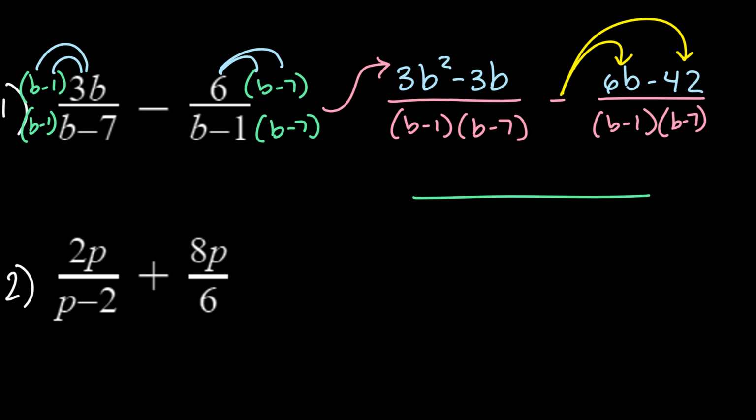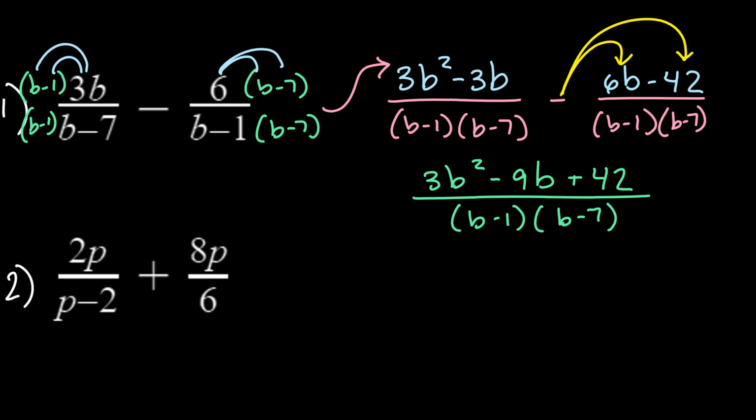So 3b squared, is there anything to combine it with in the second rational? Are there any like terms in the second rational for 3b squared? Is there a square in the second rational? No, right? So it just remains 3b squared. Then we have negative 3b. Is there something to combine it with in the second rational? The 6b, right? But remember, it's negative 3b minus 6b. Negative 9b. Then there is no constant in the first rational, so it's just minus negative 42, plus 42. Okay? Then it's over b minus 1, b minus 7.